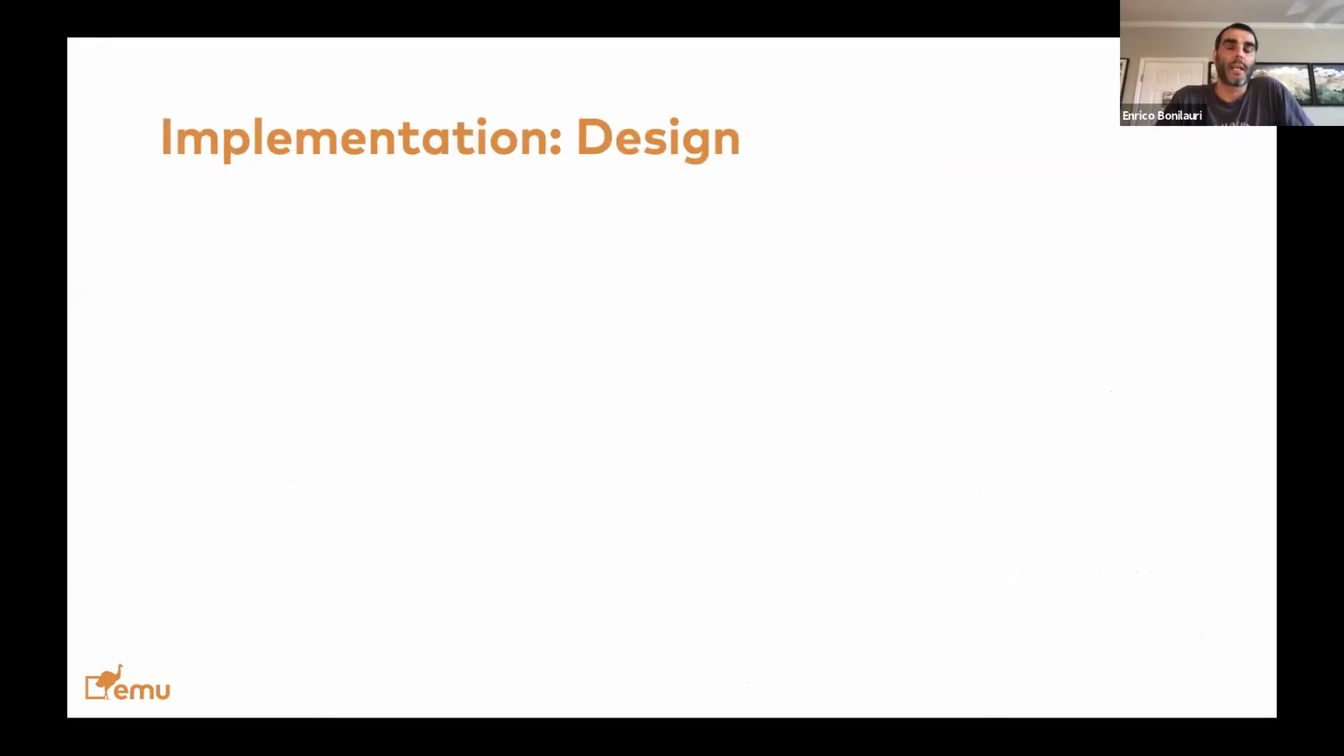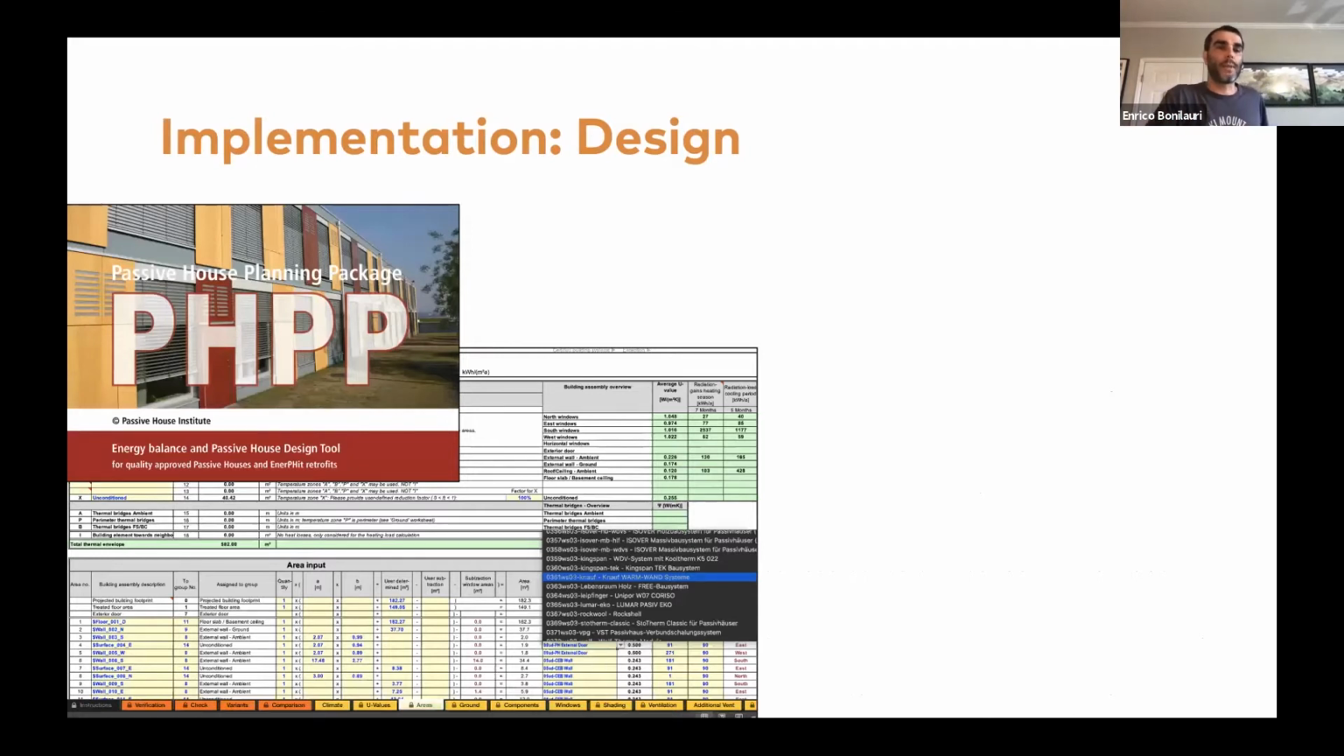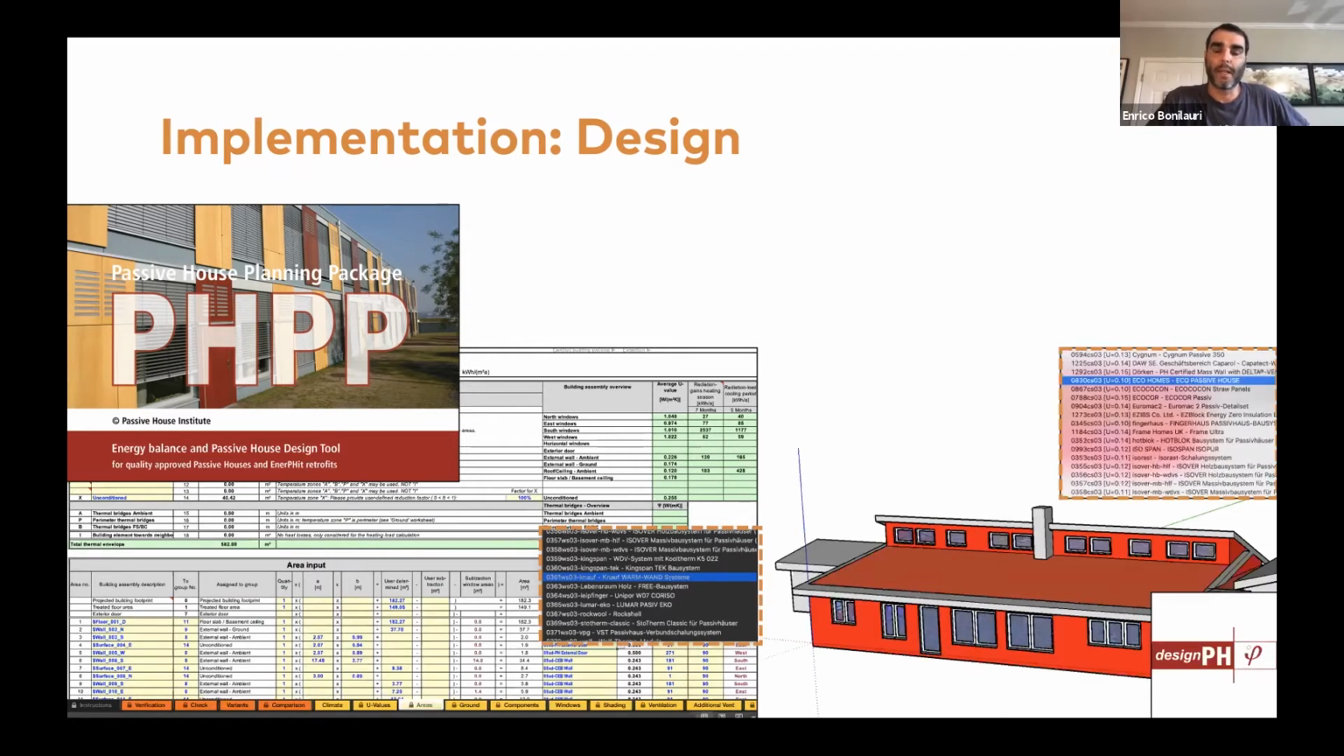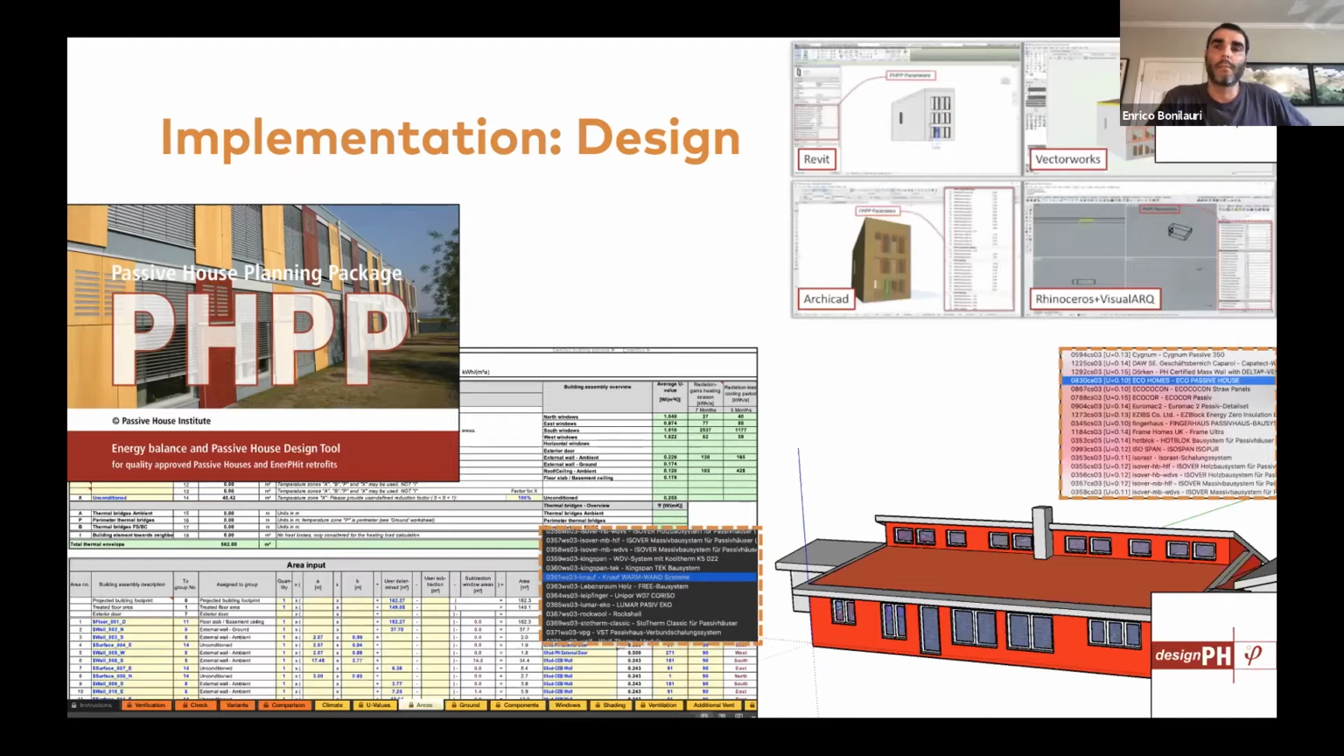So the implementation in the design, as I mentioned: the construction system itself will not get the building certified. Each building has to be modeled in PHPP to verify the actual performance. But the good news is that within PHPP, there's a database of pre-certified components that you can find and load directly from within PHPP. The same happens in DesignPH, the SketchUp plugin for preliminary modeling of Passive House buildings, as well as in BIM2PH, a plugin for BIM software such as Revit, ArchiCAD, and others.